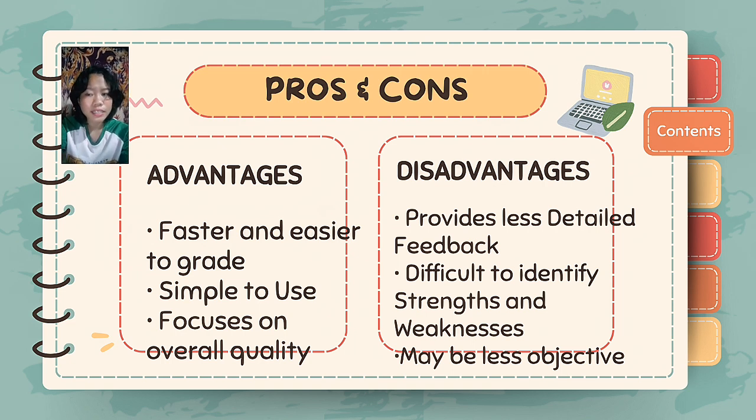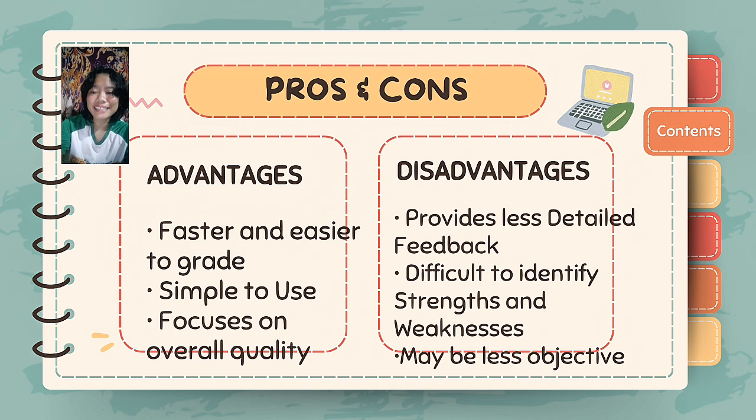Yes, it is correct. Because in holistic rubrics, it is very easy for both teachers and students to understand because the scoring system is simple. So let's say, for example, a rubric with levels like 4 means it's excellent, 3 means it's good, 2 means it's fair, or 1 needs improvement. So the students can easily understand how well they performed. Yes, guys.